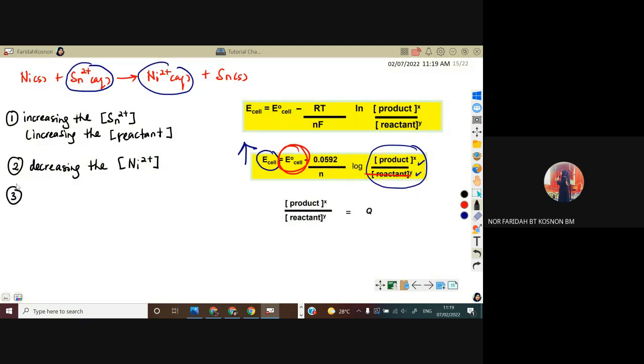Kita boleh buat satu lagi cara. Increase E cell by increasing the E node cell. Macam mana? By using, okay, maksudnya kita kena pilih anode. Anode yang macam mana? So yang pertama, kita kena pilih by using anode, okay, with more negative, okay, reduction potential value.